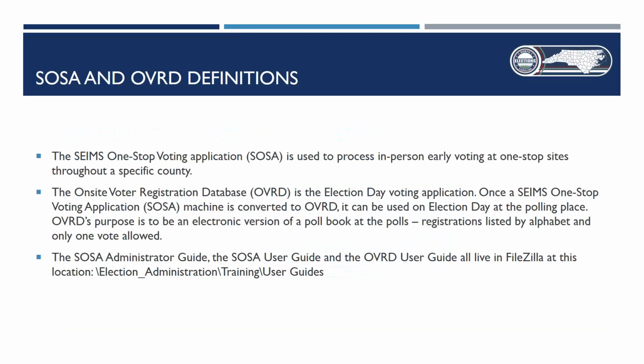Okay, so this first slide here, we're just describing the difference between SOSA and OVRD and what their definitions are. Obviously, SOSA is a SEAMS one-stop voting application, and all of you are pretty much familiar with that. You've used it many times. OVRD is the on-site voter registration database, which is really just SOSA converted to election day mode. OVRD is an electronic poll book. And then just some information here about where you can find the administrator guides and the user guides for SOSA and OVRD, and they're in FileZilla at that path listed there.